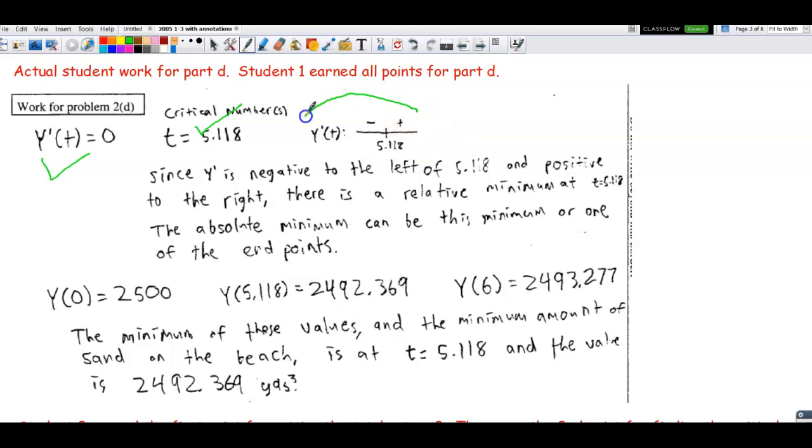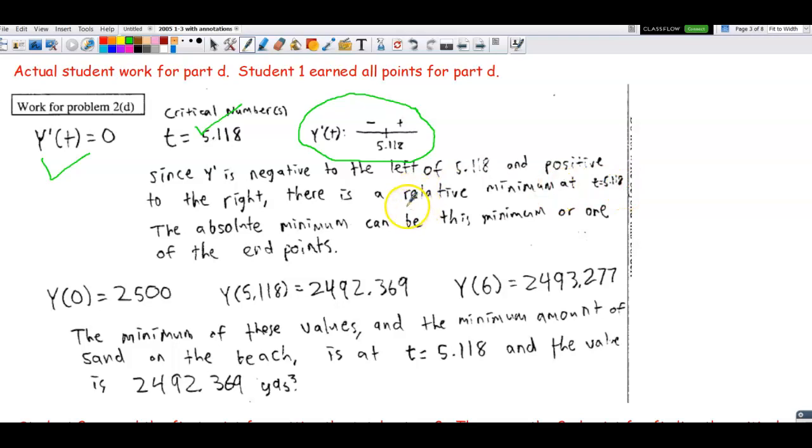use a sign chart. Now, normally we would say, uh-oh, I'm afraid the student's going to go for a local argument instead of a global. But the student's just investigating and saying, I know there's only one critical number, and the sign changes from negative to positive. So we read on. We don't grade the number lines anyway. So then they tell us the story. Since y prime is negative to the left of 5.188 and positive to the right, there is a relative minimum at t equal to 5.188.